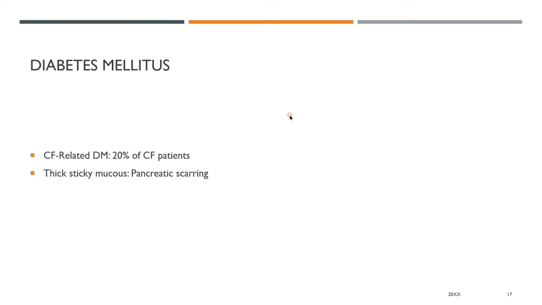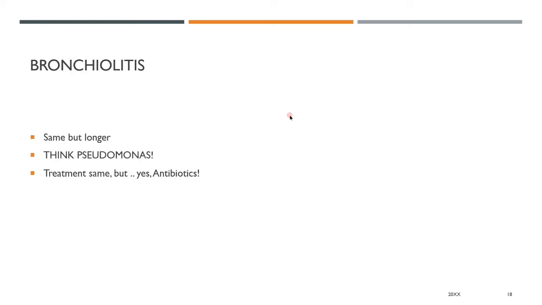Bronchiolitis. These babies can also present with bronchiolitis, which can be quite the same as in non-CF patients. However, it can last much longer, up to weeks at times. And there is growing evidence that these babies are at high risk of Pseudomonas infection as well. So this is why it's very important that these patients go on antibiotic courses.